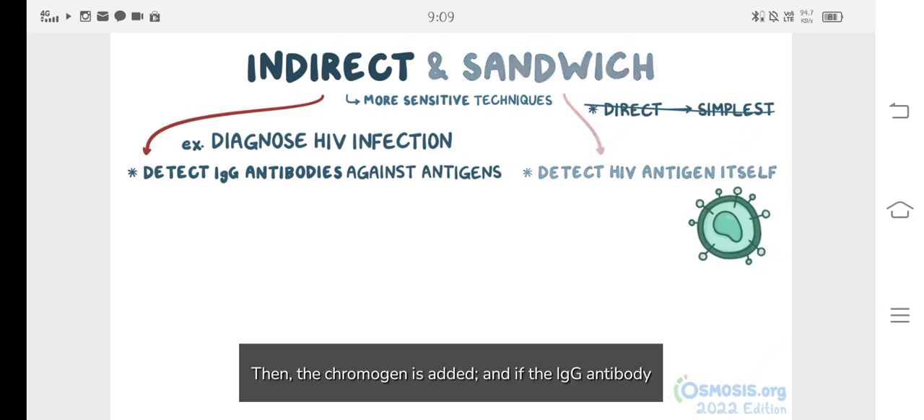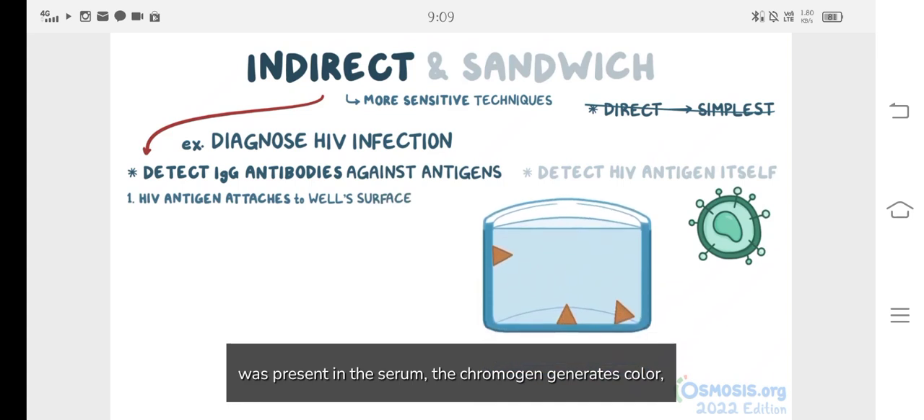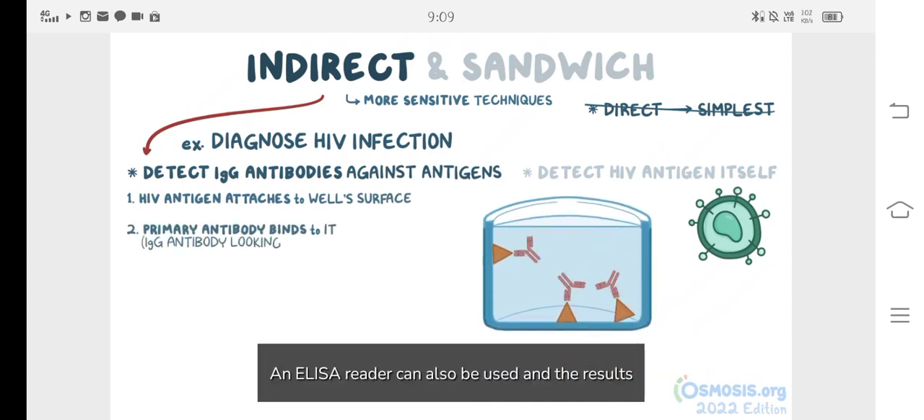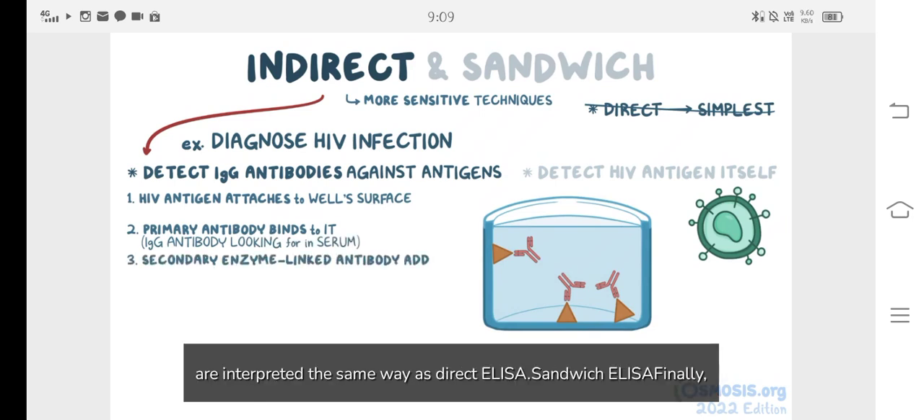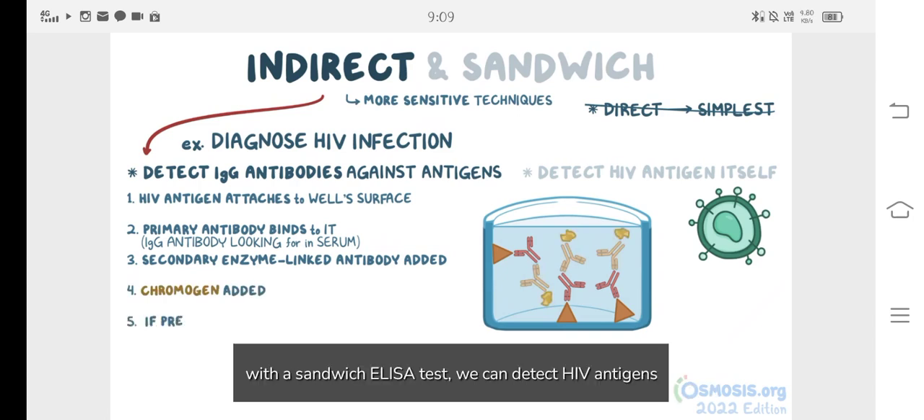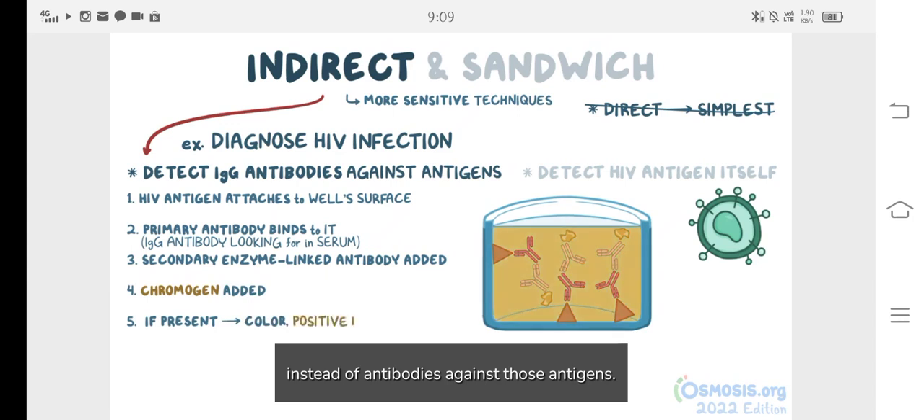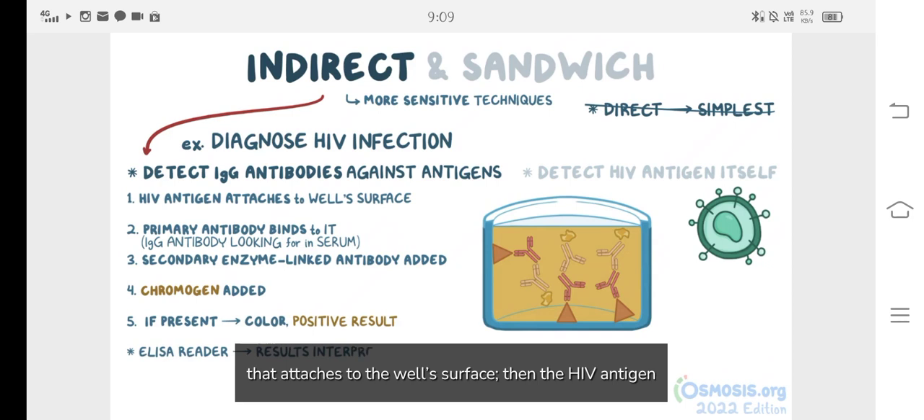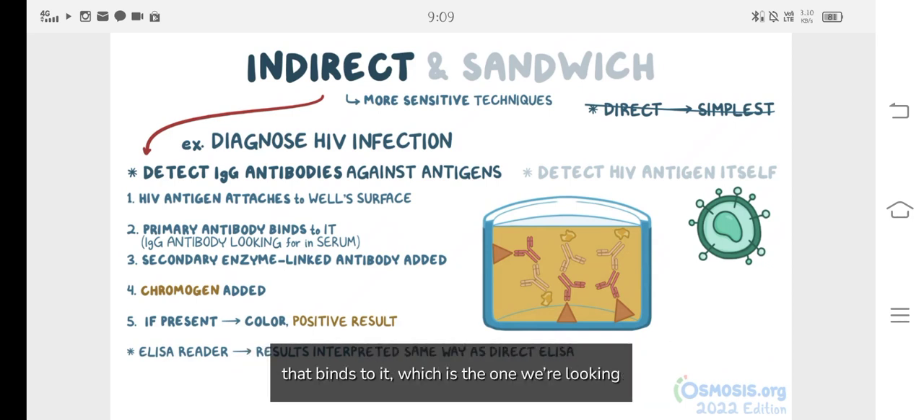So basically with indirect ELISA, there's an HIV antigen that attaches to the well's surface, a primary antibody that binds to it, which is the IgG antibody we're looking for in the serum, and then the secondary enzyme-linked antibody. Then the chromogen is added, and if the IgG antibody was present in the serum, the chromogen generates color, which translates as a positive result. An ELISA reader can also be used, and the results are interpreted the same way as direct ELISA.